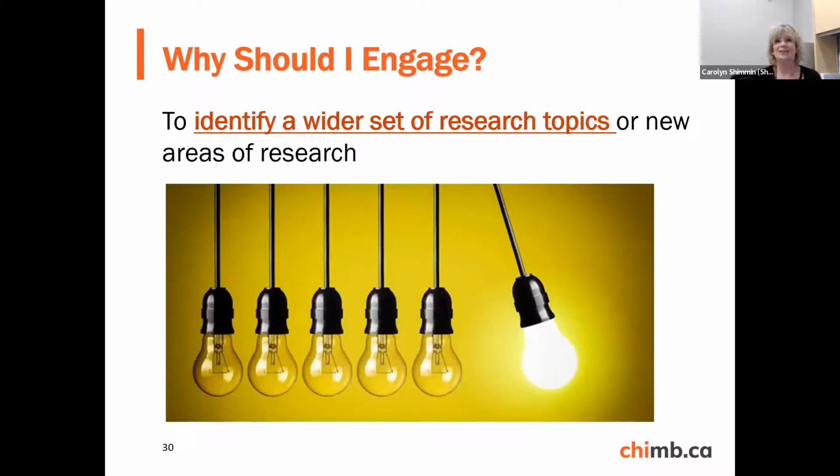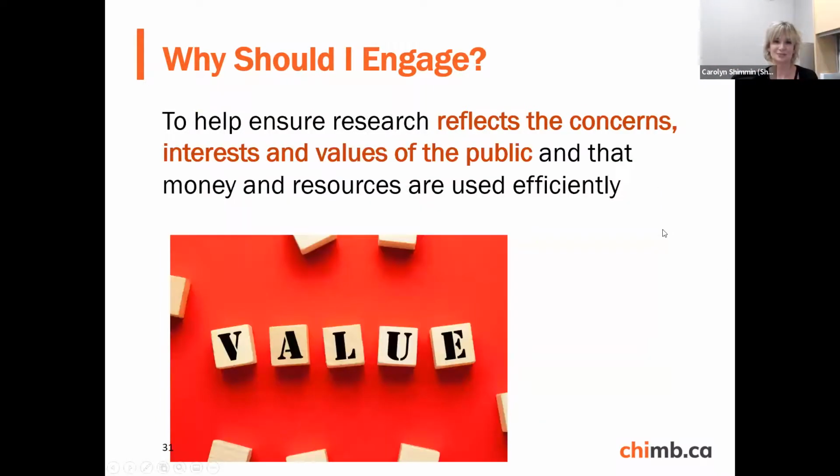And then also to identify a wider set of research topics or new areas of research. So I've heard many times from researchers, even clinician researchers anecdotally, there was one investigating areas of treatment around sepsis. And when they started discussing with survivors and caregivers of sepsis, they found out that one of the outcome measures that was really important to them was frailty. And so they started a whole other area of research around this topic and had they not engaged with people with lived experience, they would have never discovered this other area to take a look at in research.